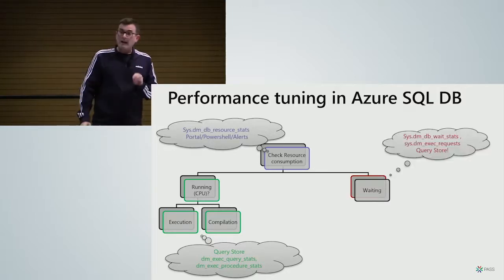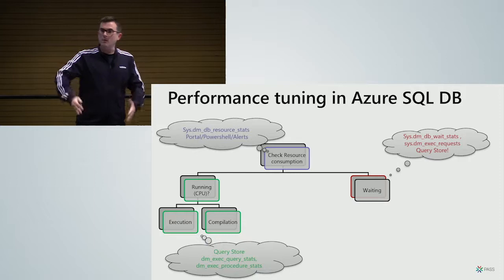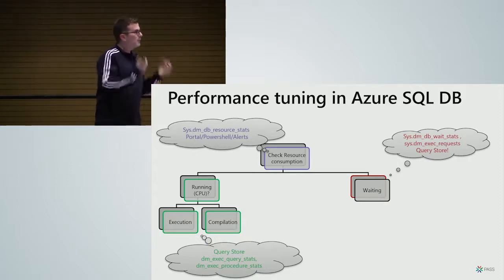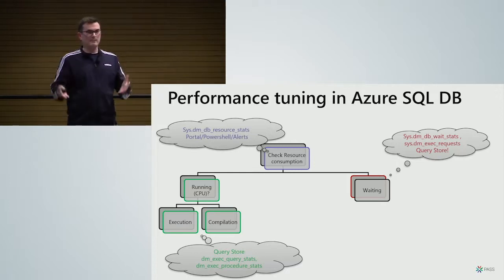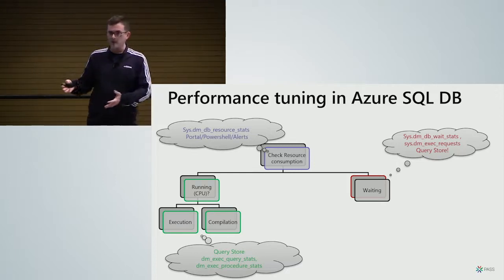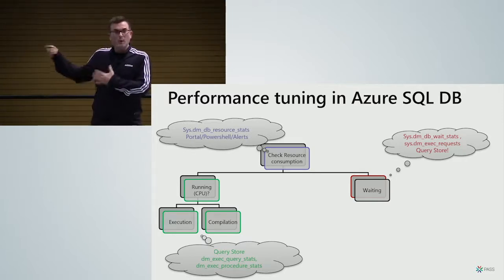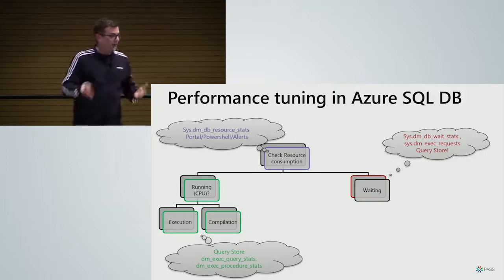Now, if I was not actually running hot on CPU and it was just running slowly and it wasn't clear, it wasn't compilation, it wasn't execution, then we look at wait statistics. Similar to the old school waits and queues methodology that you've probably read about in papers, or the different DMVs you might have explored, you would look at what's waiting. And that, again, is the classic set of tools.